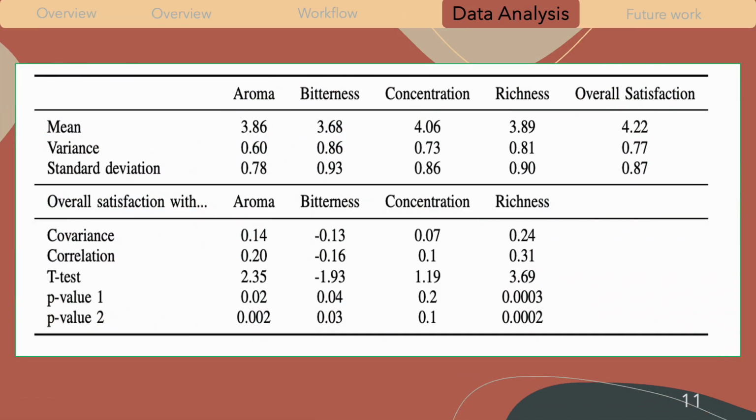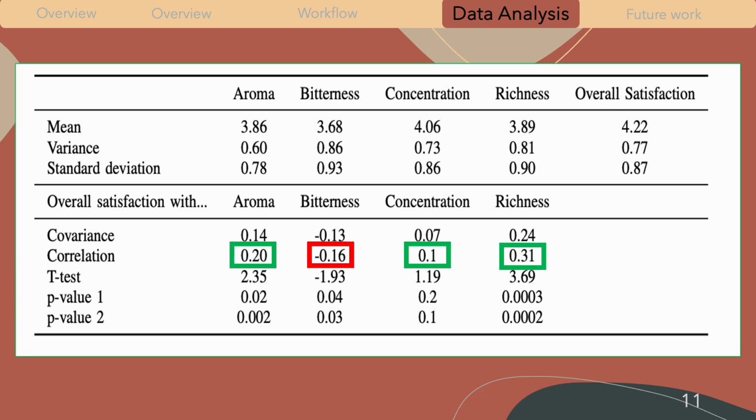Then we did some correlation analysis. As we can see here, aroma, concentration, and richness positively correlate with the overall satisfaction, with a high correlation of aroma and richness. So we can say that these features increase and decrease together with the overall evaluation. Regarding the bitterness, it's negatively correlated with the overall satisfaction. So when the bitterness increases, the overall score decreases. This conveys the fact that, of course, the more bitter the coffee is, the less people like the coffee, and vice versa.